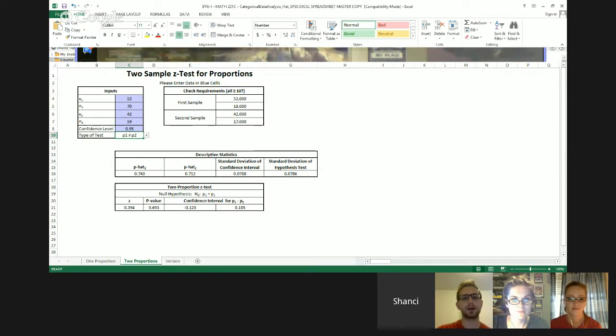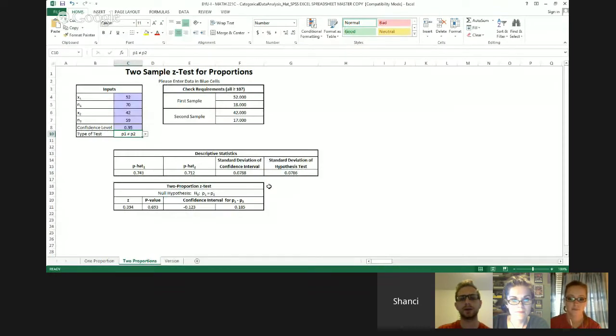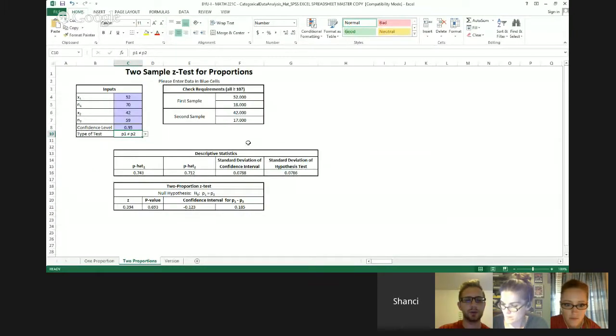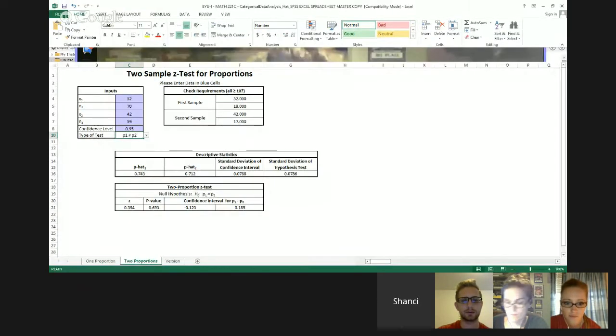Okay, create a 95% confidence interval for P1 minus P2. So in the applet, it's negative 0.123 and 0.185. So that's B. And then with A being 0.05, what decision do you make? So the p-value is 0.693. So we're going to fail to reject it. So C, fail to reject the null. Yeah, C. That A almost looks like an O on B.